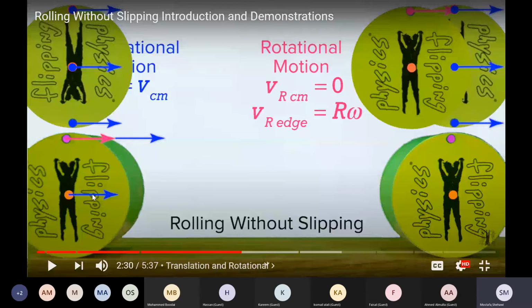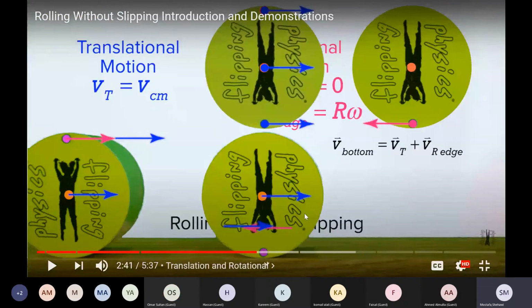The velocity of the bottom of the object, which is rolling without slipping. Now, let's take the bottom. This is the arrow for the bottom at this point, which represents the rotational velocity. And the blue arrow represents the translational motion, according to rolling. Both of them will be in opposite directions. When you come to this point, the blue arrow will cancel the pink arrow. You will have a 0 velocity.